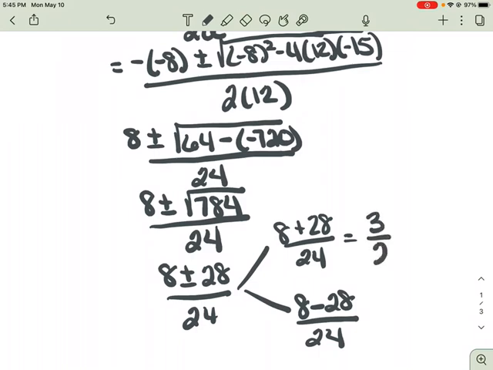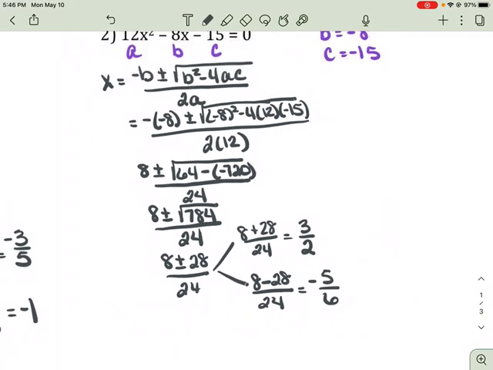Let's write it as a fraction. So 8 minus 28 divided by 24 is negative 5 over 6. And there's your 2 solutions.